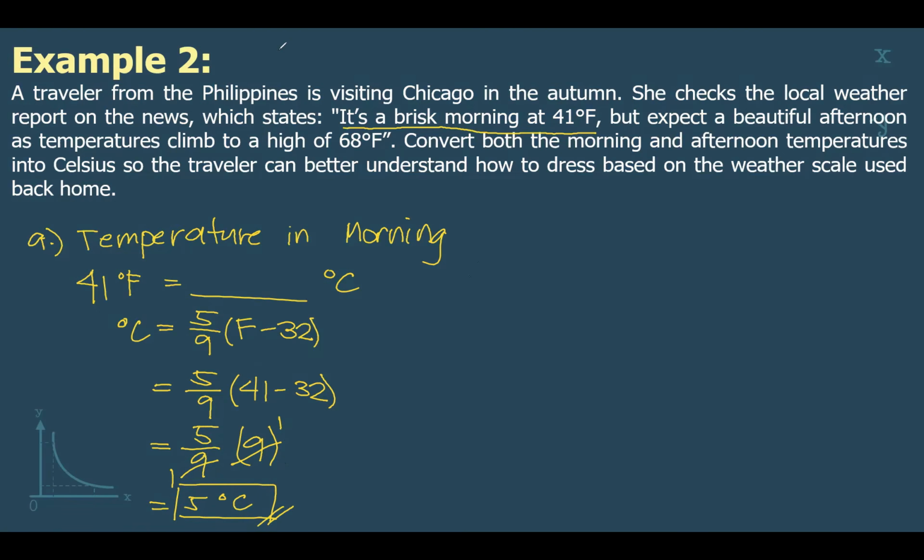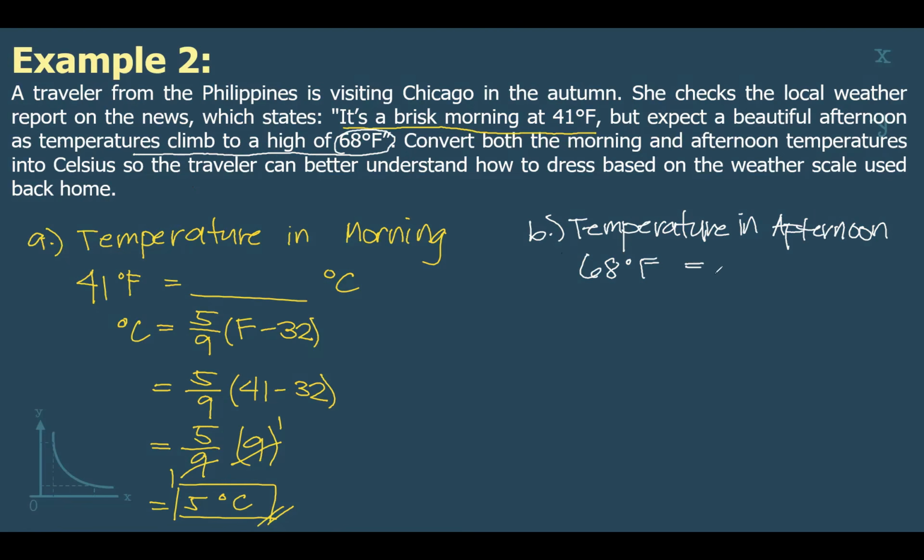Now how about in the afternoon? So sabi dito, in the afternoon, the temperature climbs at a high of 68 degrees Fahrenheit. So we have 68 degrees Fahrenheit. Ano po equivalent niya into degrees Celsius? So again, the formula is degree Celsius is equal to 5 over 9 multiplied by F minus 32. So this is equal to 5 over 9. Okay. Quantity 68 minus 32. Okay, 68 minus 32, this is equal to 36.